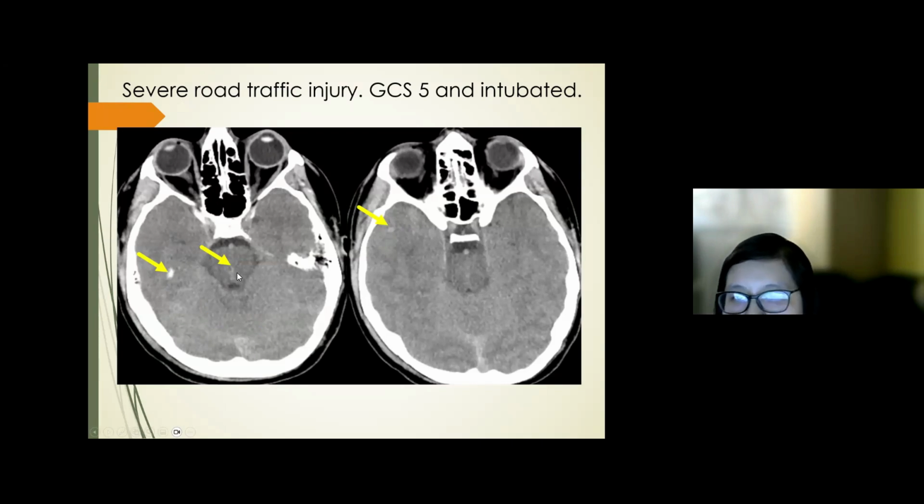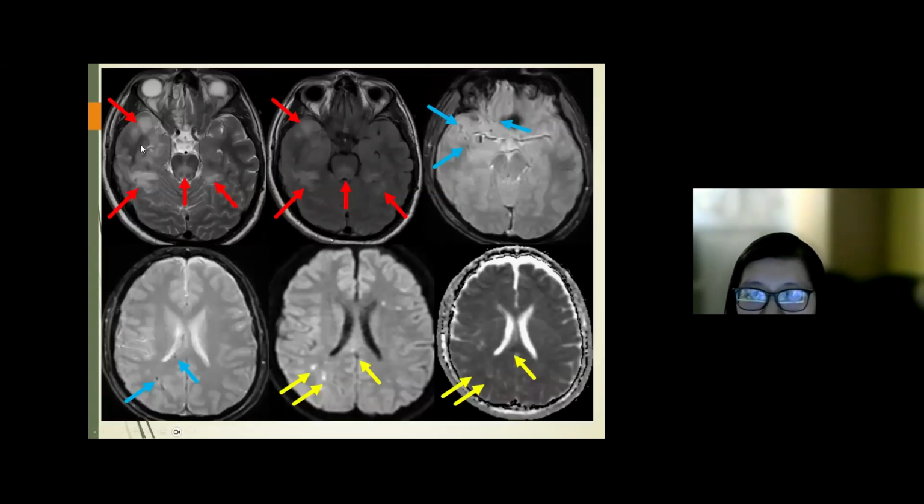So because there is a discrepancy between the CT finding and the patient's general condition of GCS 5, the patient was then followed up with an MRI. So in this MRI, we can see that this is a T2 sequence and this is a FLAIR sequence. We can see that there is T2 hyperintensity and also FLAIR hyperintense signal in the right temporal, the left temporal, and also in the midbrain region as well.